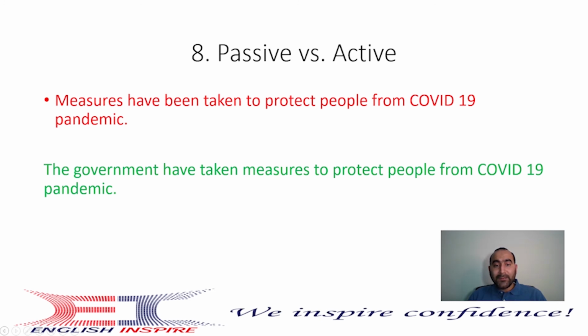Number 8, passive versus active. So please, in your academic writing, try to avoid using passive voice. Try to use active voice. For example, here, measures have been taken. So this is passive voice. Please try to use active in your academic writing. Try to be straight. Try to be direct. No need to use unnecessary words. So try to use the active form of the verbs, not the passive. So the government has taken measures to protect people from the COVID-19 pandemic.